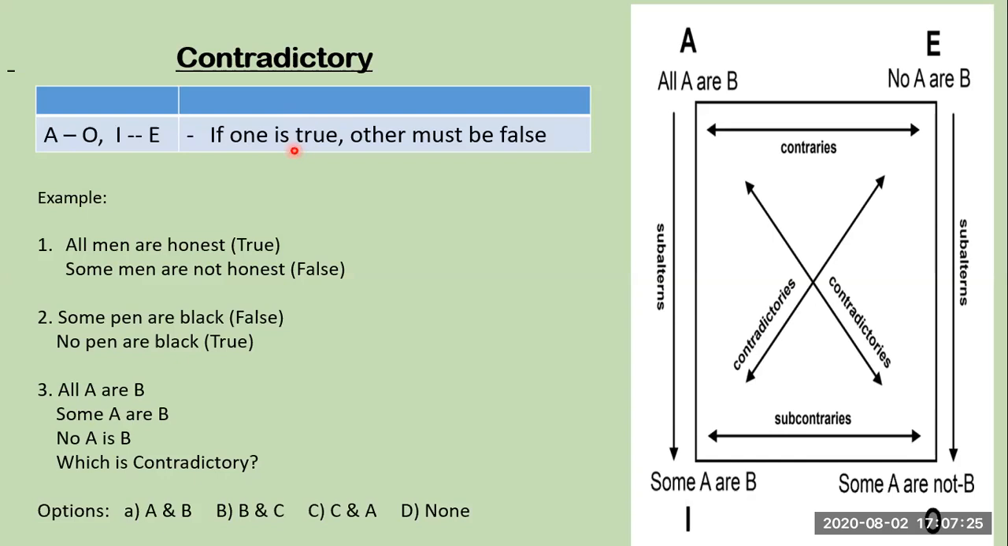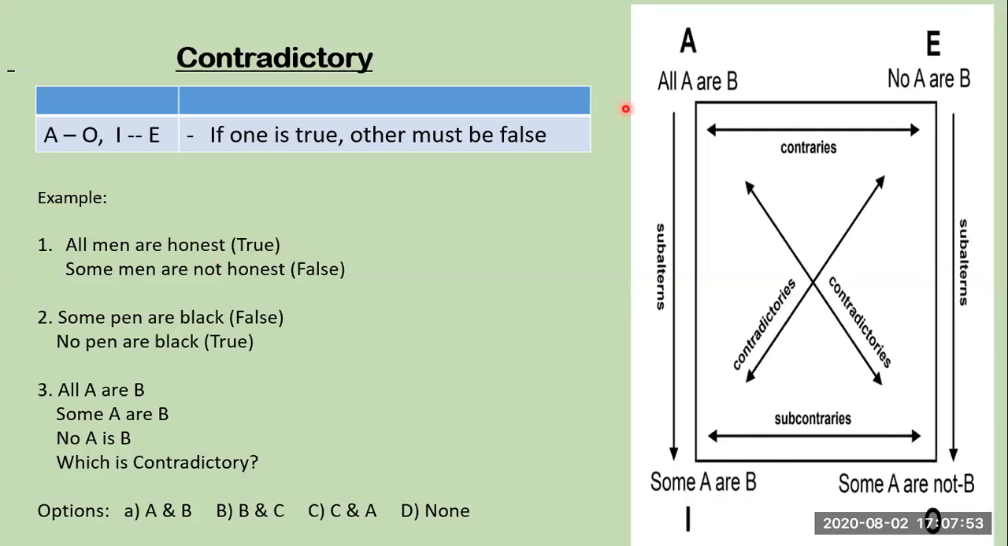For example, they'll give you a question and you need to find the right one from 4 options. For example, if A is true, the opposite, some not, is O, right? So this should be false. And again, if the given question is related to E, no, your answer should be some. It's an opposite. A is opposite to O and E is opposite to I. So we'll see some of the examples here. All men are honest. So they are telling that it is true.